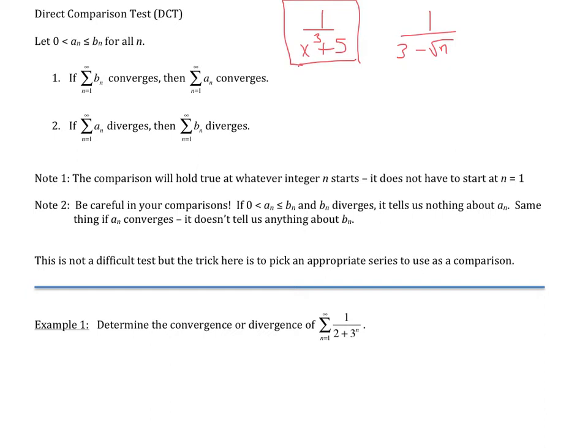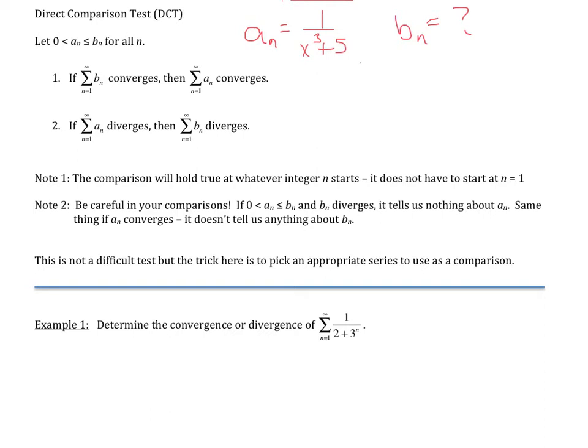Alright, so it says let 0 be less than a sub n, less than or equal to b sub n for all n. So we're just going to let one of our series be a sub n and one of our series be b sub n. Maybe this first one is the one that I was given and I want to determine its convergence, so I would let it be a sub n. And then I'm going to pick a series with which to compare this series to, and I'm going to let that be my b sub n. That's the one I've got to pick.